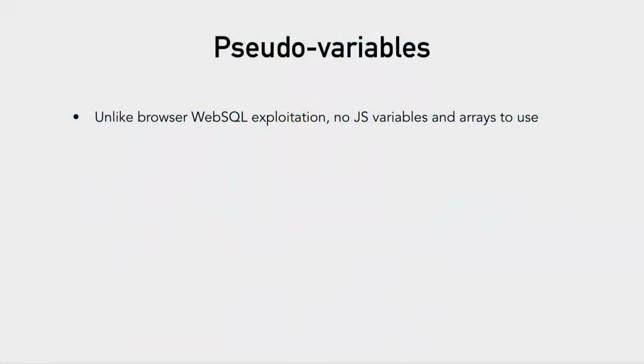Now it's time to unpack some pointers. But before we do that, we actually have a slight problem, because unlike browser WebSQL exploitation, we don't have any JavaScript variables or arrays to use. And this is a big problem because we need to create some logic. We want to calculate things. We want to store things. And naturally, storing things in SQLite requires you to have some insert. But we can't use insert, right? We have to begin with create. And we can only create tables and views and indexes and triggers.